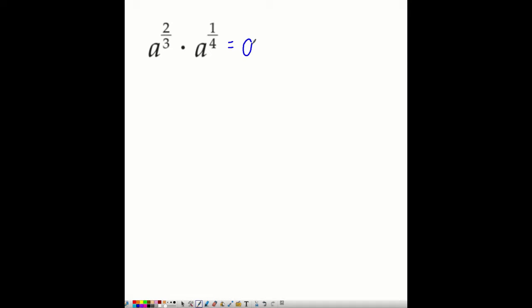Radical expressions. Here we have the same base, and the powers are different. We're going to add the powers, because you can add the powers when you multiply with the same base. 2/3, if we make it a common denominator, that's 8/12 plus 3/12, which is 11/12. And that's the 12th root of a to the 11th power. That's the way that simplifies. The denominator is 12, the numerator is 11. So the 12th root of a to the 11th, or you could write it as the 12th root of a to the 11th power.